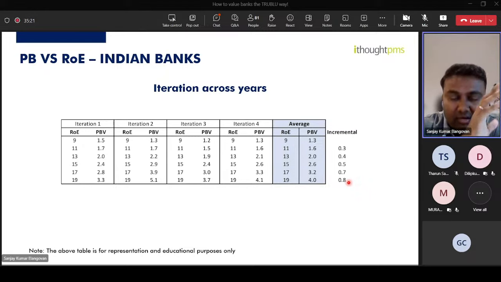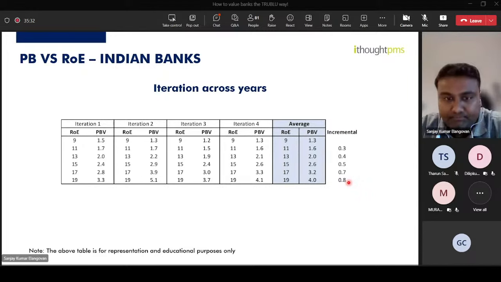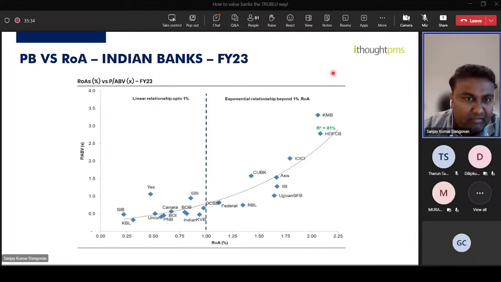19% ROE is difficult for large banks. Some NBFCs can do it. So 15 to 17% is like the peak ROE for the large banks and even the tier 2 banks. So that was my study.